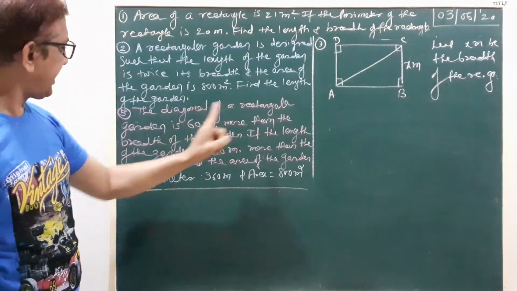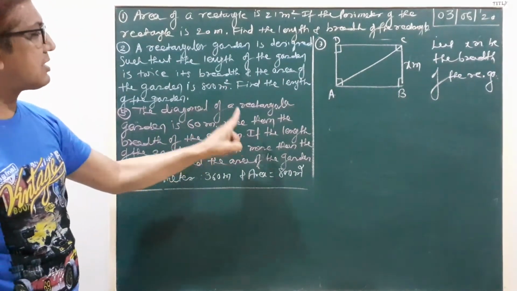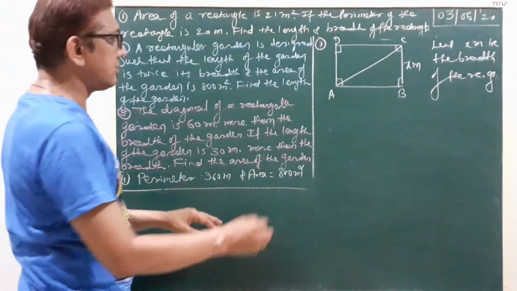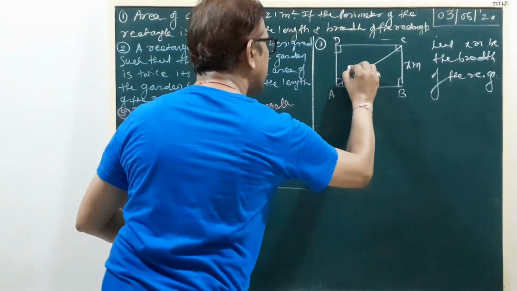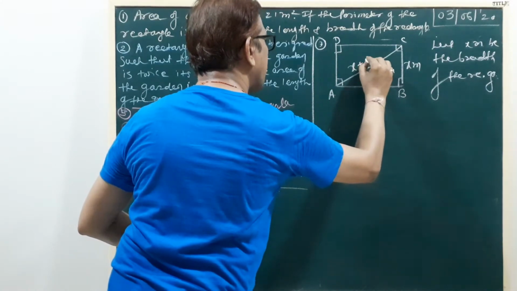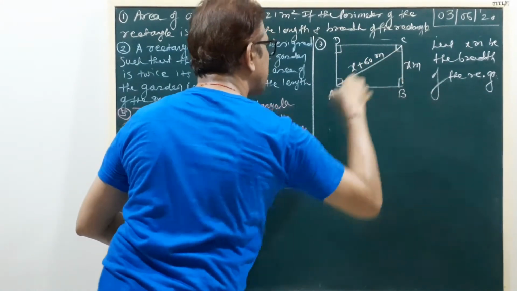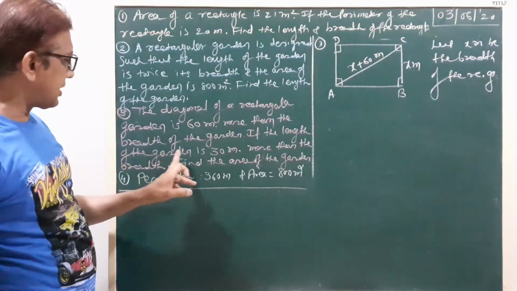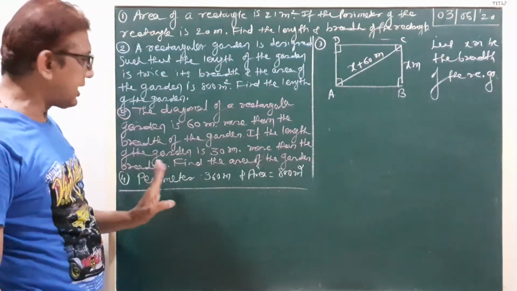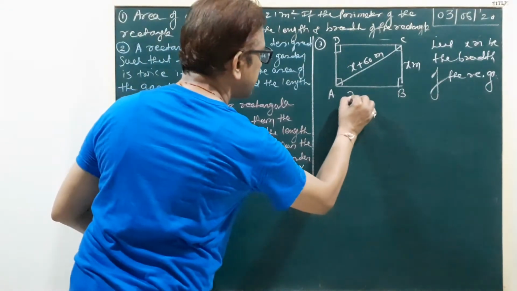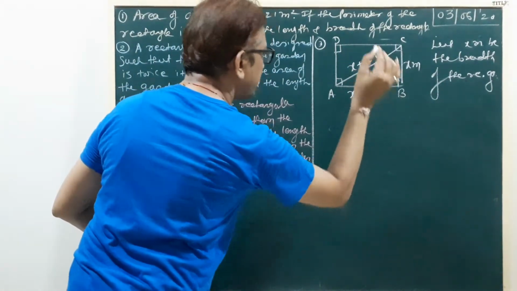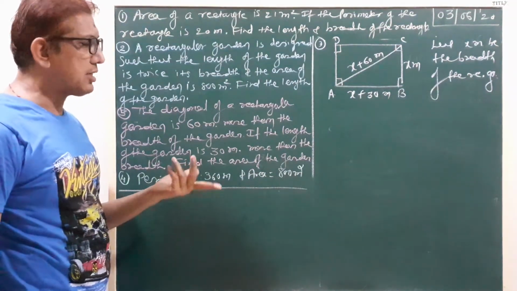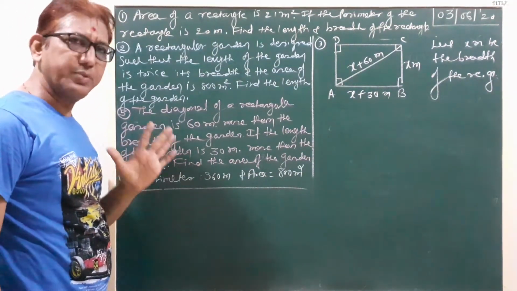The diagonal of a rectangular garden is 60 meter more, that is plus 60, more than the breadth of the garden. Okay. So here rectangular garden, length of the diagonal is x plus 60 meter. Then if the length of the garden is 30 meter more than the breadth, now length of the garden is x plus 30 meter. Is that clear? Now we find the length and breadth, otherwise area of the garden.